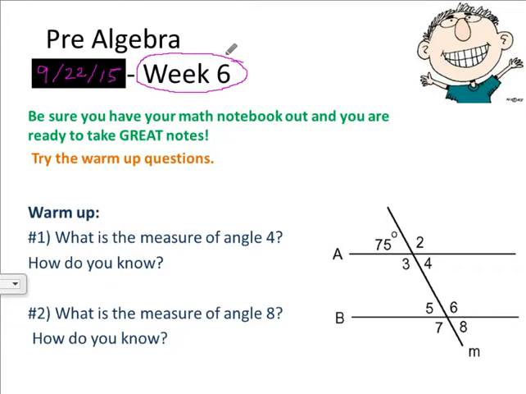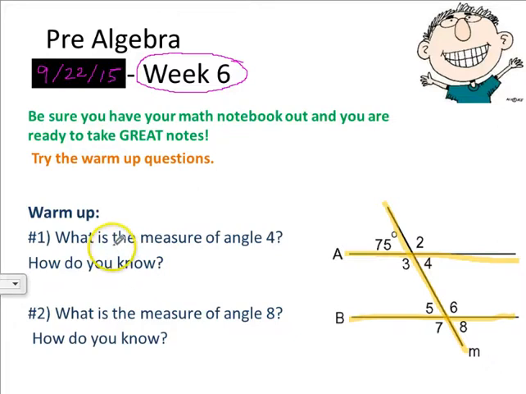some of the concepts you learned last week involving parallel lines and a transversal. So you can see that I've got a figure with two parallel lines. A and B are parallel lines, and then there is a transversal line that comes in and intersects those two parallel lines and creates a bunch of angles.